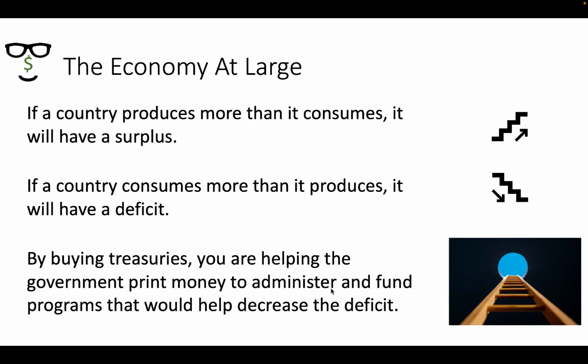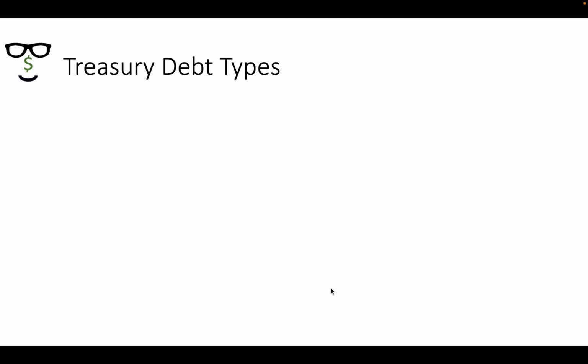By buying treasuries, you are helping that government print money and administer and fund programs that are in the national interest and hopefully decrease the deficit in the long run. That, in the macroeconomic perspective, is why treasuries even exist. So, given that simple background, let's look at the kinds of treasury debt that are available to us as investors.